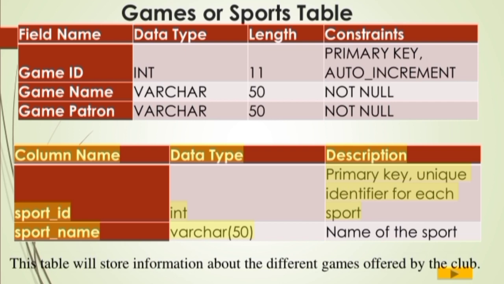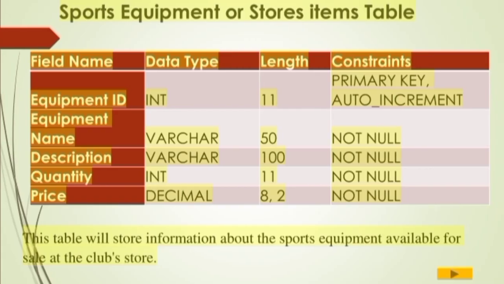Column name, data type, description. Sport_id, int, primary key, unique identifier for each sport. Sport_name, varchar 50, name of the sport.